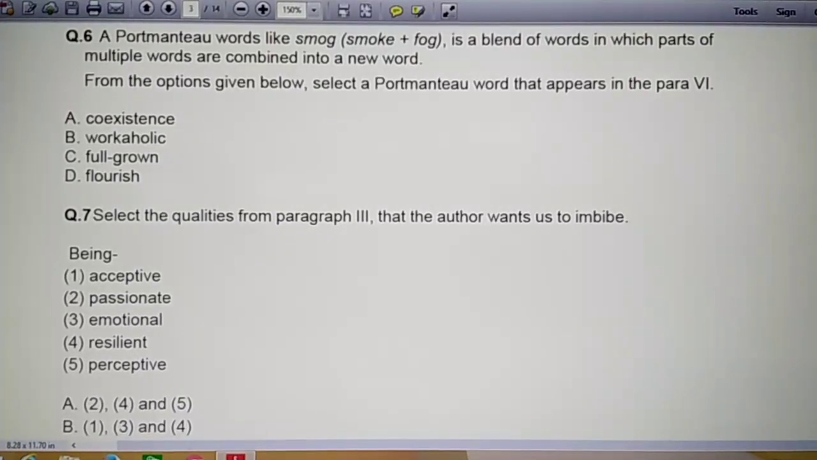Question number 6. A portmanteau word, like smoke plus fog, is a blend of words in which parts of multiple words are combined into a new word. From the options given below, select a portmanteau word that appears in paragraph 6. So the option for that will be workaholic, work plus alcoholic. So workaholic will be the right option.